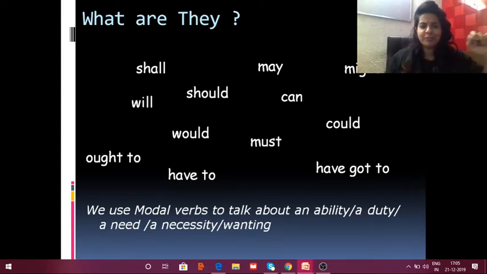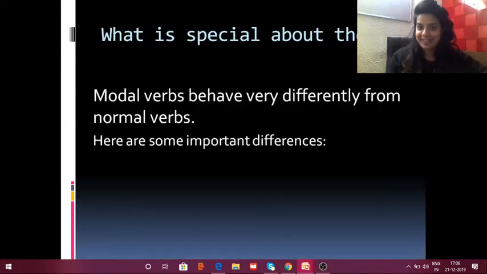Now, there are so many kinds of modals, such as shall, will, may, should, might, can, could, have got to, ought to. And why do we use them? Well, we use modal verbs to talk about an ability, a duty, a need, a necessity, or some wanting. Now what is special about them? Modal verbs behave very differently from the normal verbs. They do not undergo all those changes which normal verbs undergo.